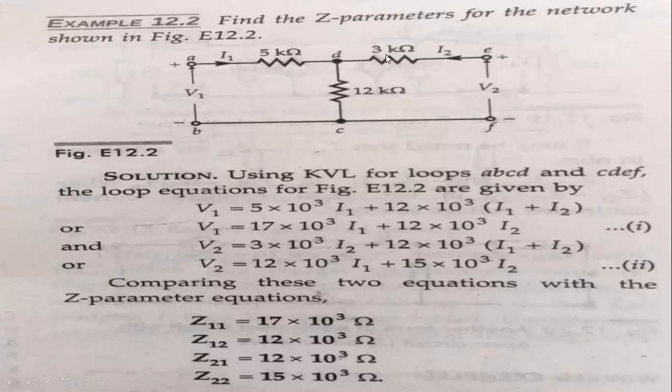So 5 kilo ohm, 3 kilo ohm and 12 kilo ohm. These are the impedances, which are in kilo ohms. This is my Z1, this is my Z2, and this middle part is my Z3. The current is I1 at the input and I2 at the output, with V1 at the input as well as V2 at the output side.